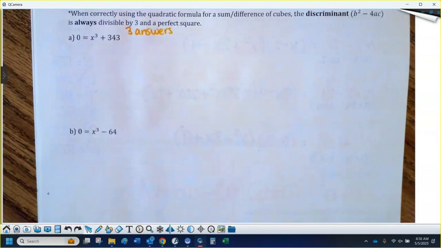Now, typically what people do, they're like, oh, Miss Gertie, it's so easy. I'm just going to subtract 343, and then I'm going to take the cube root. Well, that only gets you one of the 3 answers. So that's why I showed you guys those formulas on the front. One of the answers will be a real number. The other 2 are imaginary. So that's why we've got to use the lovely quadratic formula on this.